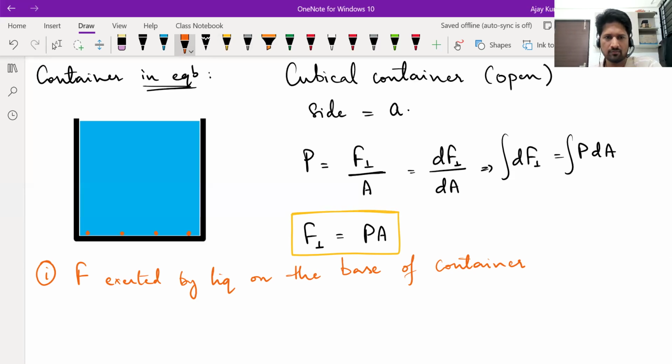P naught plus rho g a, sir. P naught plus rho g a, correct, because all the points are at the same depth a from the free surface. Okay, the side of the container is given as a. That means the depth to the base is a.